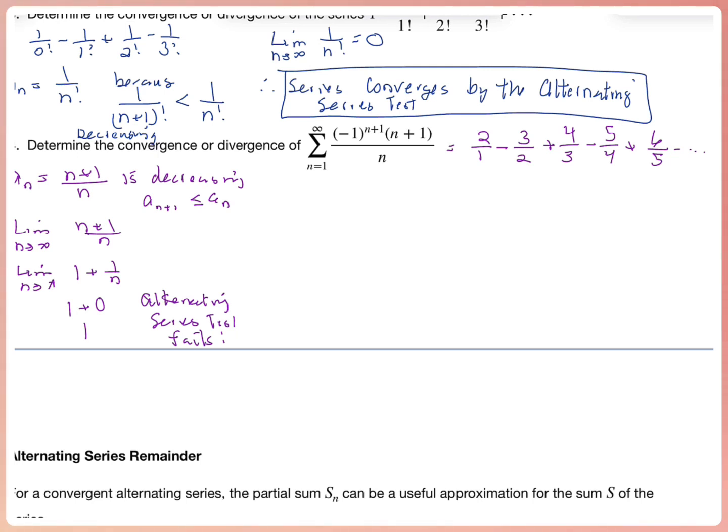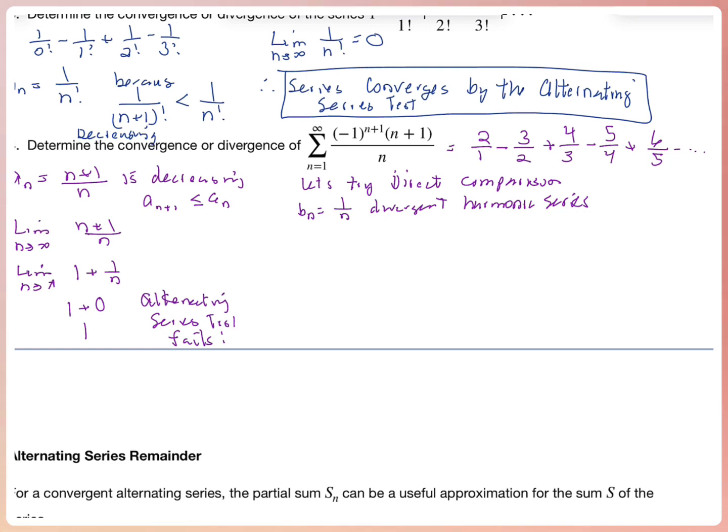Let's try direct comparison. Let's compare that n plus 1 over n with 1 over n. So let b sub n equal 1 over n. Well, 1 over n is a harmonic series, and we know harmonic series are divergent, so we're comparing it to a divergent harmonic series. And our a sub n is n plus 1 over n, and if I break that down, that gives us 1 plus 1 over n.